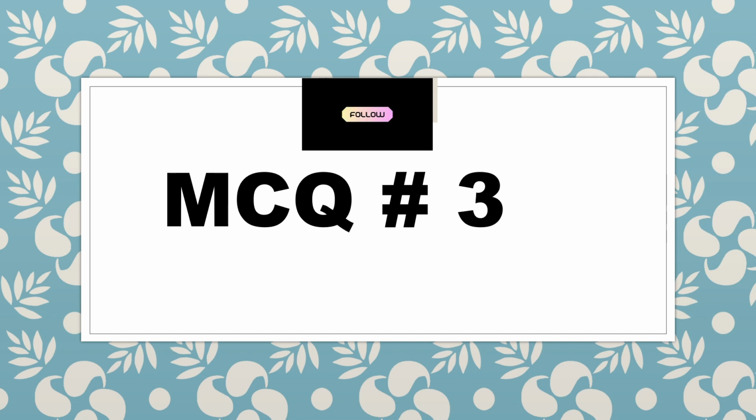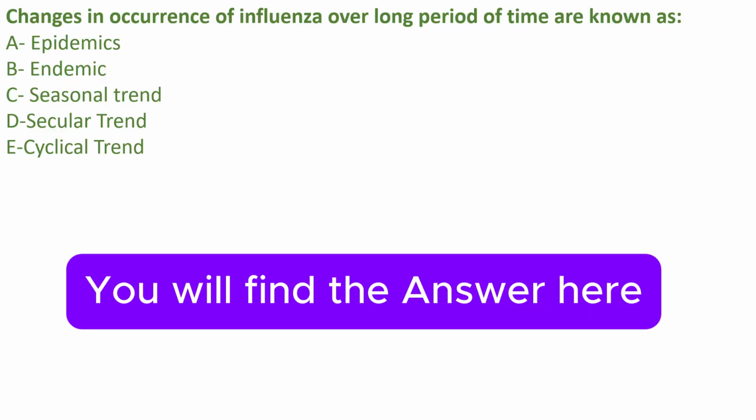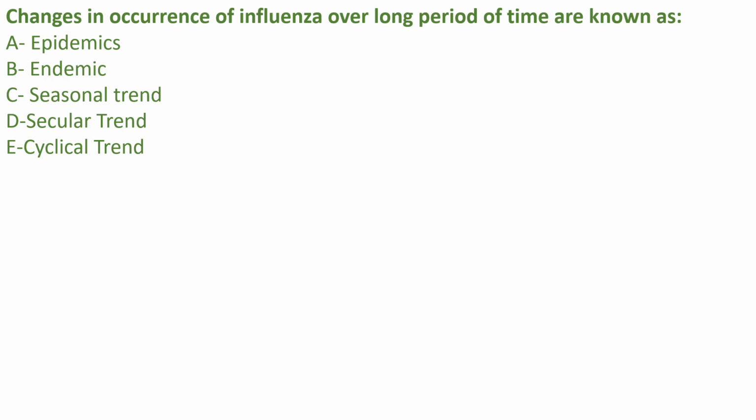Multiple choice question number 3. Changes in occurrence of influenza over a long period of time are known as: A, epidemics; B, endemic; C, seasonal trend; D, secular trend; E, cyclical trend.